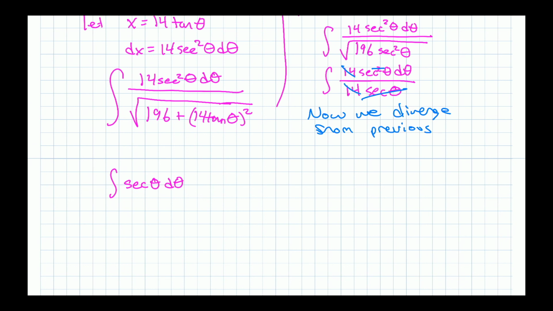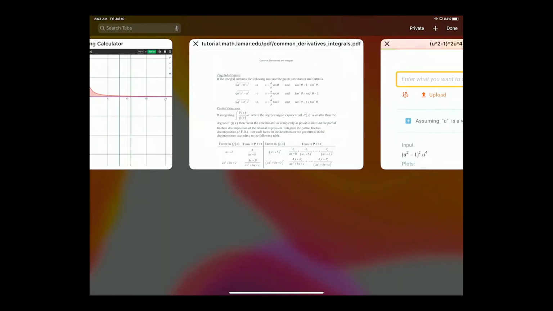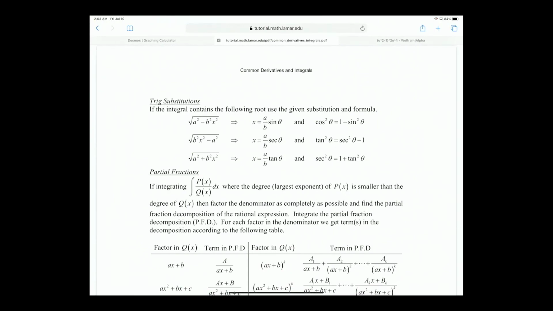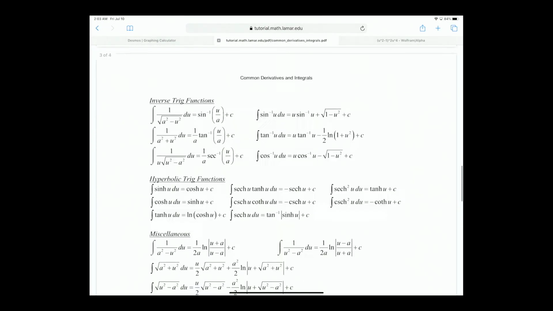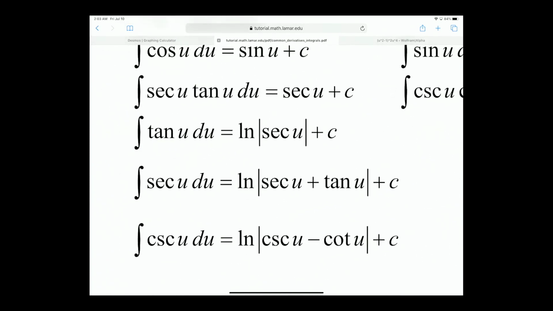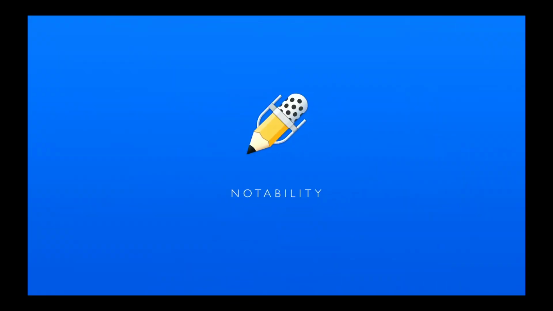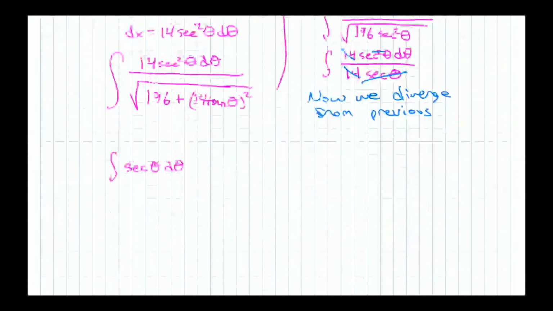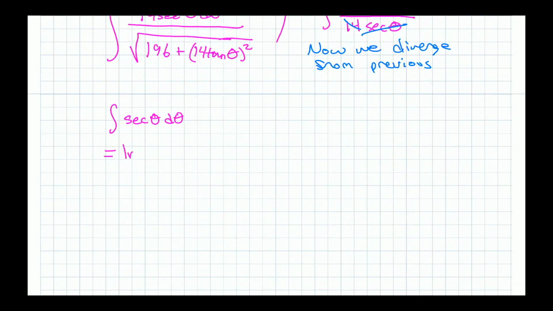Now you have to remember, what is the antiderivative of secant theta? We did that in the section on logarithms. So let us go back to our common derivatives and integrals, and you can definitely look up that one. It's right here, real big. Secant: ln secant u plus tangent u. Well, for us, theta. So ln secant plus tangent. That's good. We don't have to remember it, we just have to write it down. So this one is quite simply ln absolute value secant theta plus tangent theta plus c.